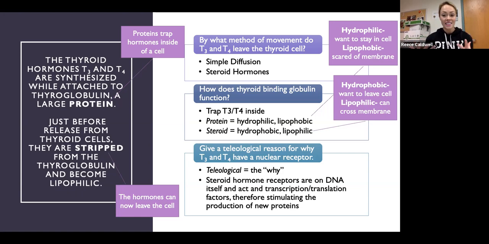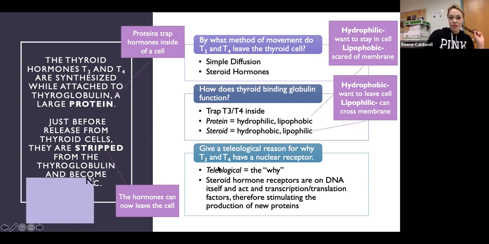So they're on DNA and they act as that transcription and translational factor to convert that DNA into RNA, RNA into a single amino acid, which will be converted into a new protein. Therefore, we see steroid hormones stimulate the production of new proteins, and that's why they have that nuclear receptor.